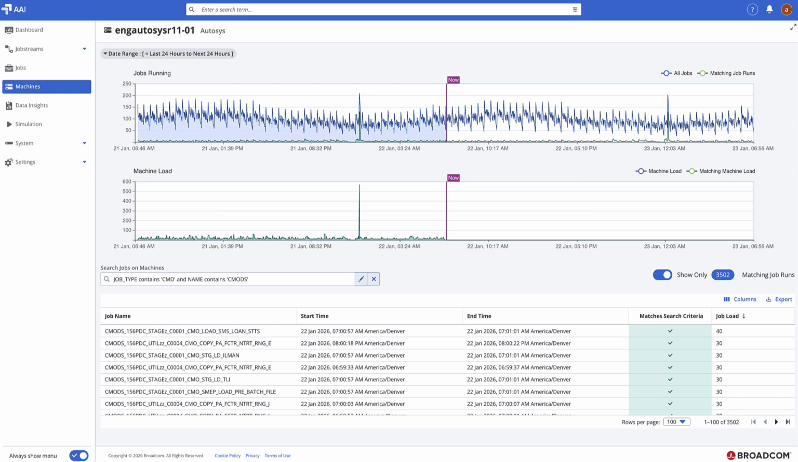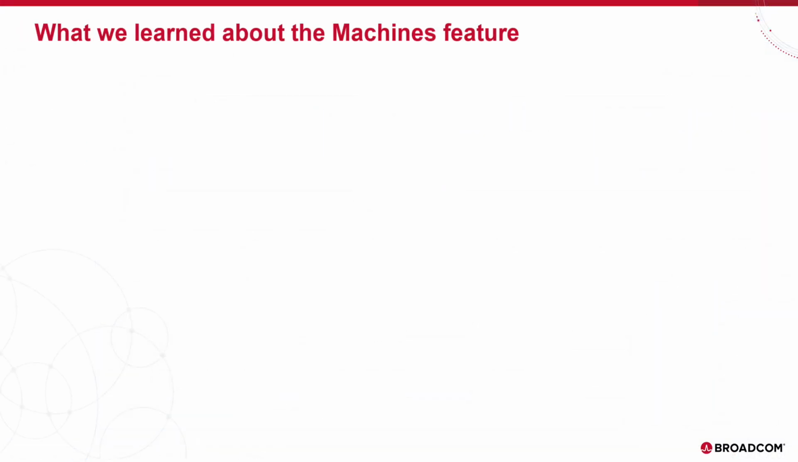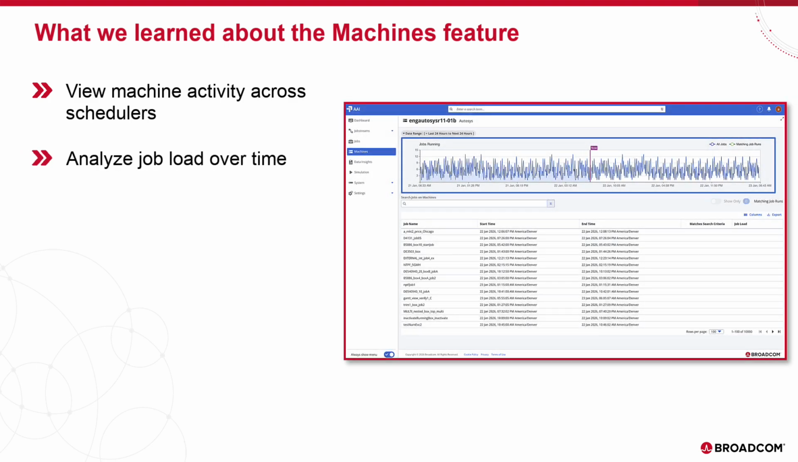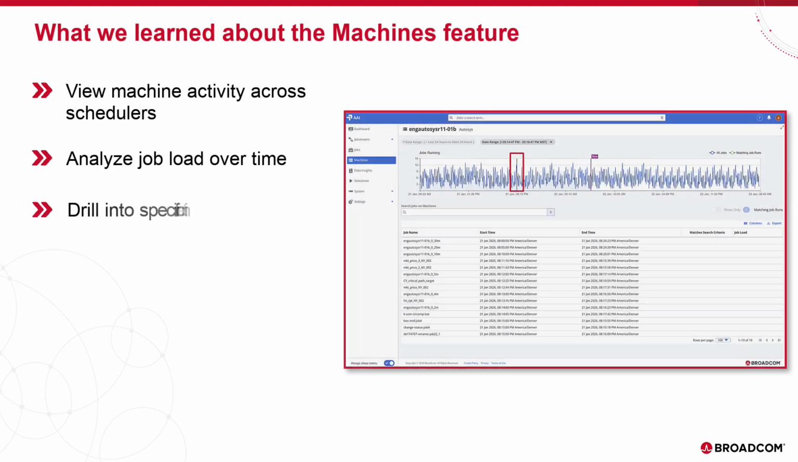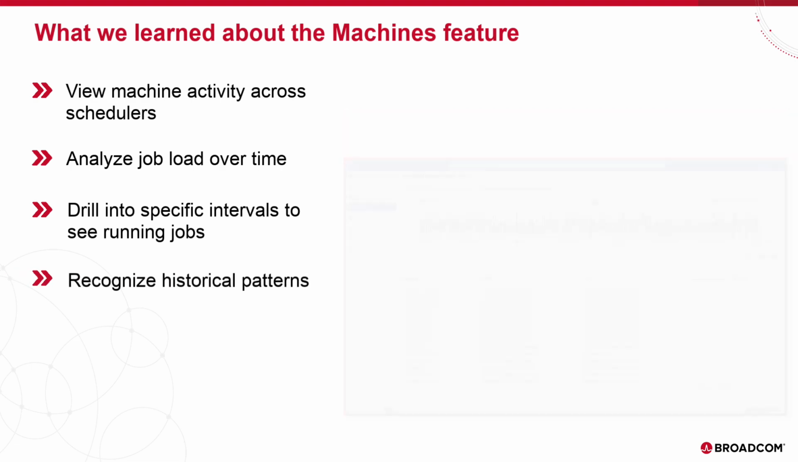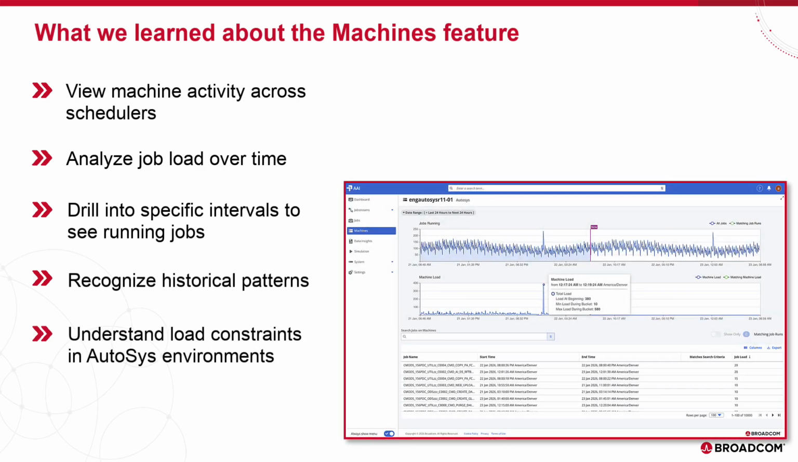Before we wrap, let's do a quick recap of this vital feature. In this video, we looked at how the Machines feature in AAI enables you to view machine activity across schedulers, analyze job load over time, drill into specific intervals to see running jobs, recognize historical patterns, and understand load constraints in AutoSys environments with the machine load feature. With these capabilities, you can troubleshoot faster, optimize scheduling decisions, and ensure more predictable workload performance.